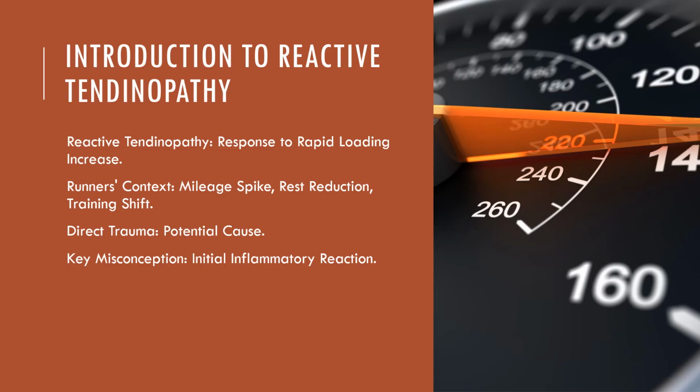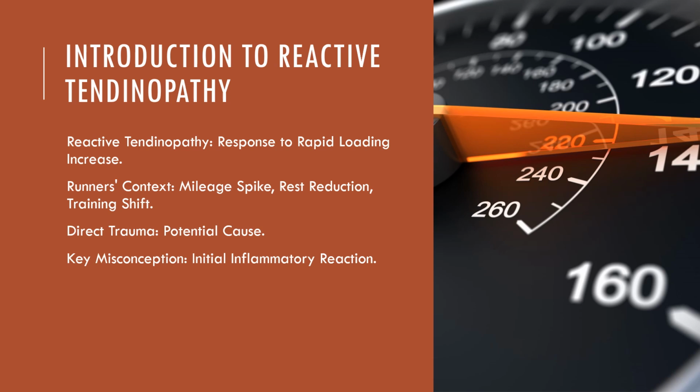So let's have a look a little bit more at reactive tendinopathy. Reactive tendinopathy typically involves the tendon responding to a rapid increase in loading. For example, with runners, this often means a large increase in mileage, a reduction of rest days, or a change in training type, so for example, introducing hill or speed work. It can also be from direct trauma to a tendon.